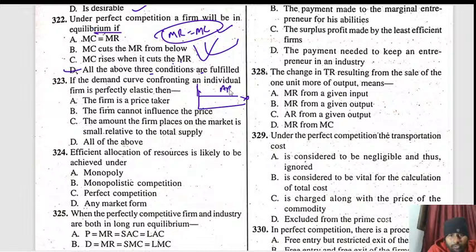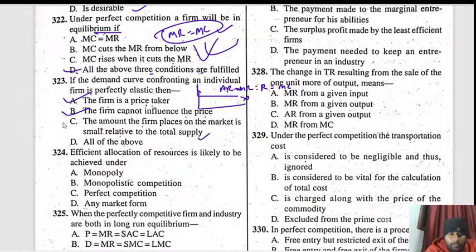Here AR equals MR equals price equals MC. So here the firm is a price taker. This will be the perfect competition firm. The firm cannot influence the price. Obviously, the firm cannot influence the price. The firm is a price taker. The amount the firm places on the market is small relative to total supply.